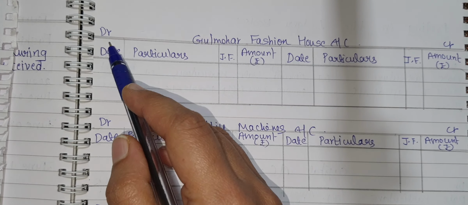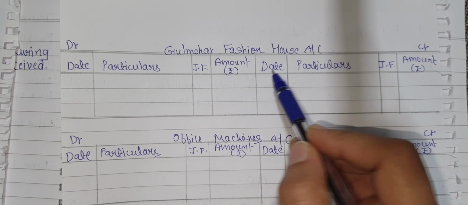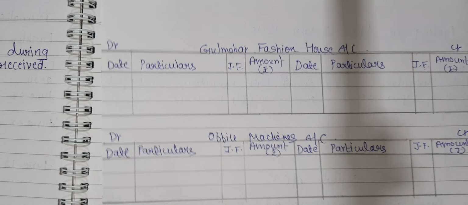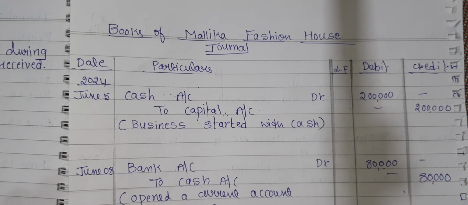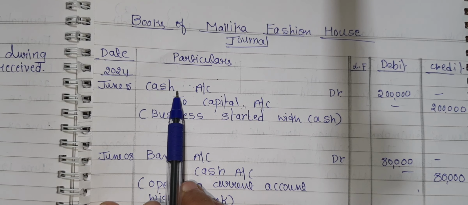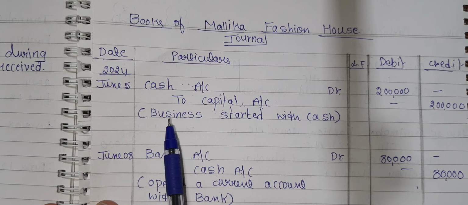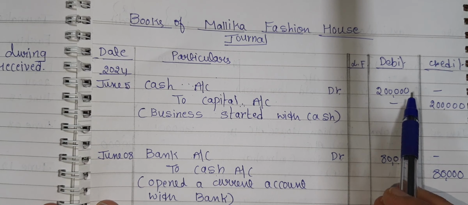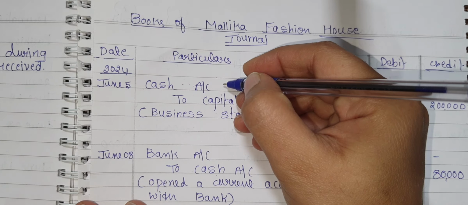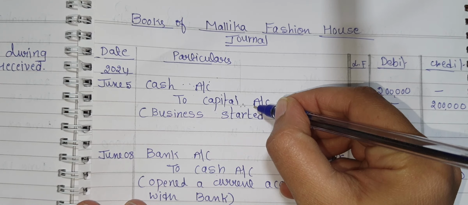Okay, and this is the debit side, and in the credit side also we have to write down the same, that is date, particulars, JF and amount. Now we will see the journal entries. First one, on June 5th, the entry is cash account debtor to capital account. It means business started with cash, that is rupees 2 lakh. First step is we have to open two accounts here, that is cash account and capital account.